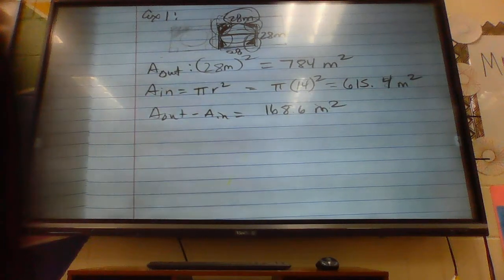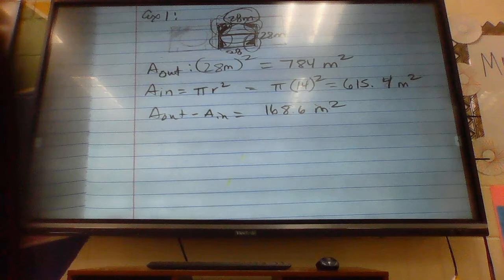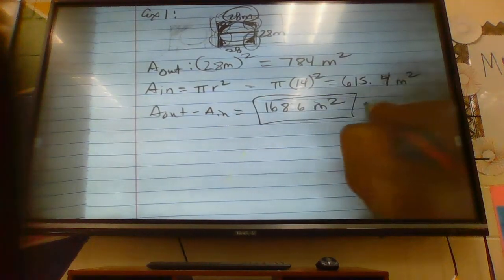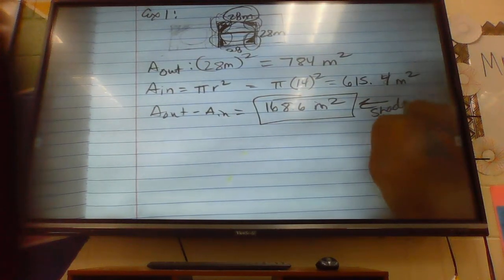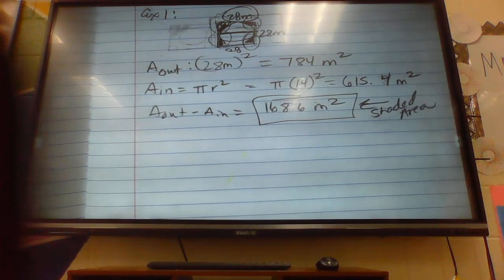Okay, look, we know how to find area of the square, correct? The two sides multiplied together, or the two sides squared for a square. We know how to find area of a circle, right? So for the shaded part, I'm subtracting the area out minus the area in. I'm left with the shaded part. This is the shaded area.